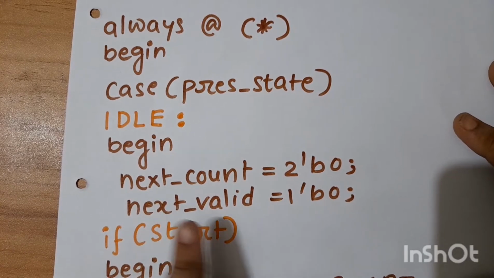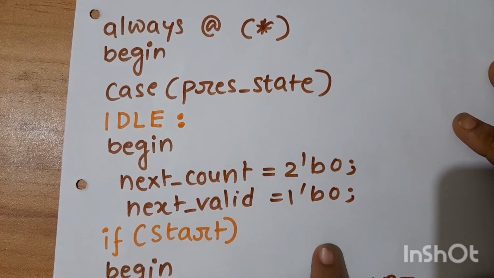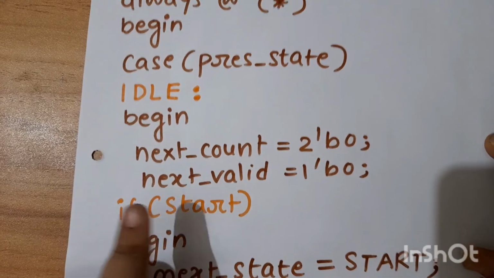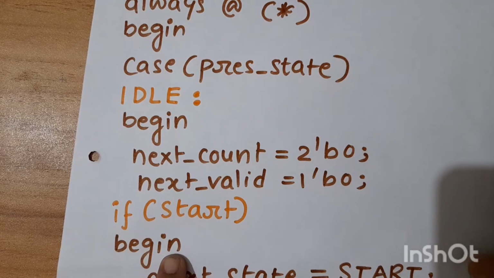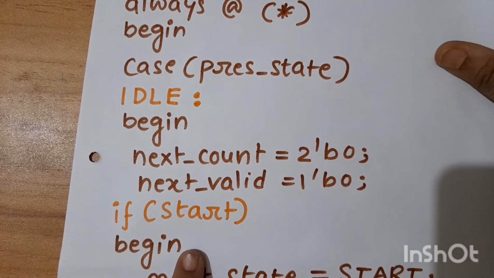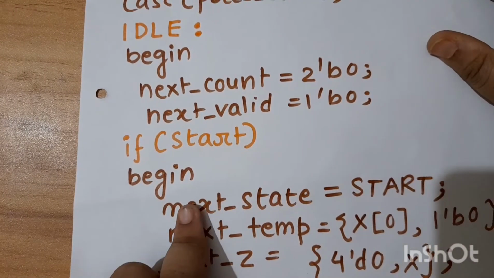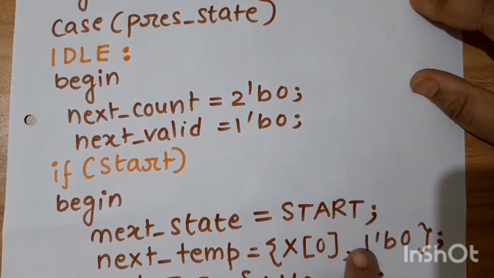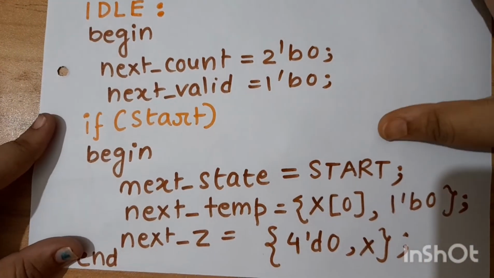Inside the begin block, next count I am initializing to 0, and next valid also I am initializing to 0. If start pulse I get. So that also is a part of the sensitivity list. Present underscore state is a part of the sensitivity list. Start is also a part of the sensitivity list. Okay. So inside the begin block, what happened? Next state would be equal to start; the parameter start we have put. So parameter start we have used, that is 1.